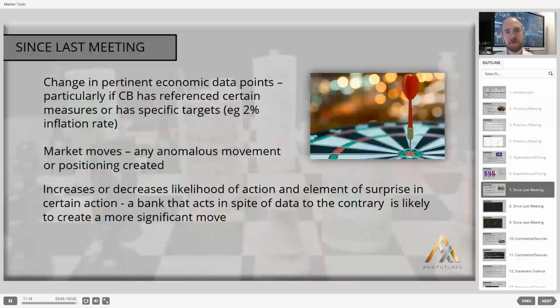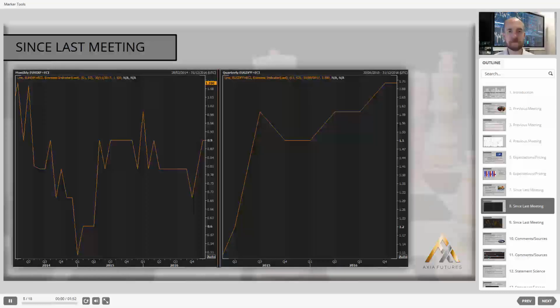Let's go and have a quick look at some of the data prior to that December 2016 announcement. Okay, so let's have a look at the data. Remember, this is for the ECB for December 2016. So I've got two charts here, Eurozone CPI and Eurozone GDP on the right. I'll go to the GDP first.